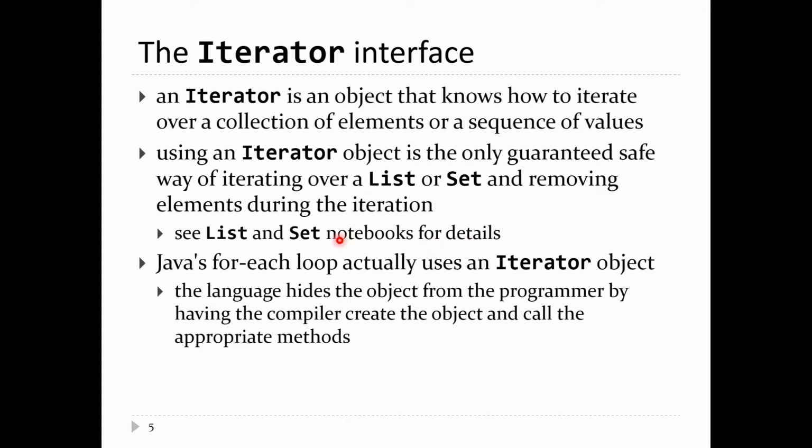If you look in the list and set notebooks, they show you how to use an iterator to loop over a collection and remove stuff from the collection as you loop over it. If you write a for each loop in Java, you're actually using an iterator object. You don't have to make one yourself. The language does it for you. The language actually hides the iterator object from the programmer by having the compiler write all of the necessary code for you. So when you write for each string s in a list of strings, you actually end up with an iterator object somewhere.